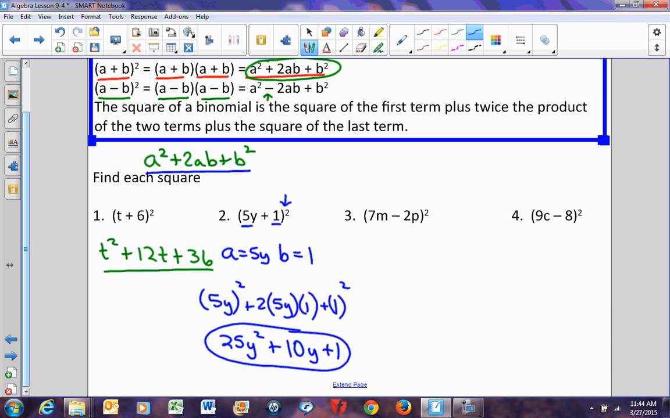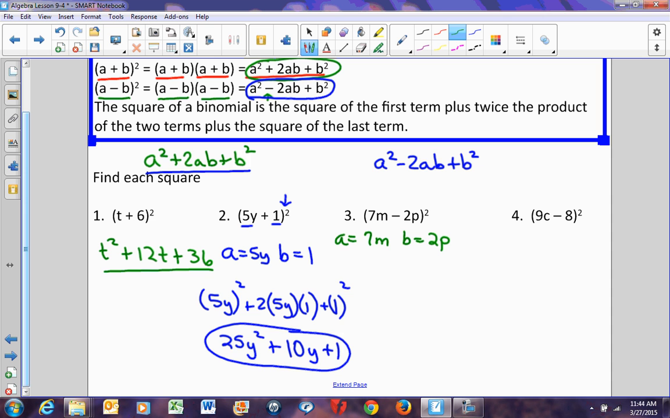Okay, it's a subtraction problem. Okay, now we have subtraction, so we know this is going to be a squared minus 2ab plus b squared. Okay, now we're using this formula right here. So it's an a minus b quantity squared. So my a term here is 7m, and my b term is 2p. It's not negative 2p because the subtraction sign is taken care of in the formula.